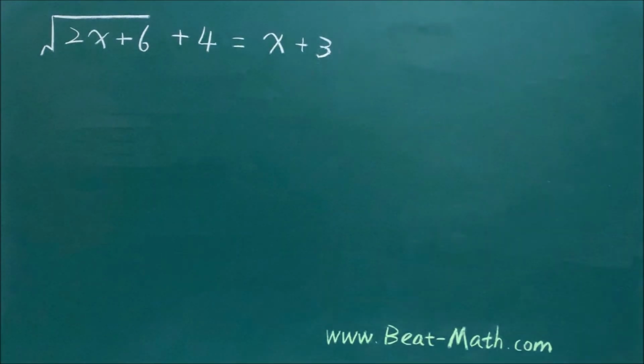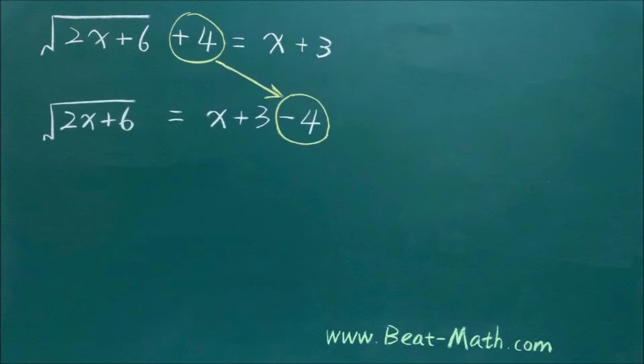A simple way to do it is to isolate the square root on one side and square both sides. Okay, let's do it together. Move 4 to the right side and change its sign, and get -4. If you're not familiar with this transposition trick, check out the link in the description. I put all the information you may need there. Okay, on the right side, 3 minus 4 equals -1. We get the square root of 2x plus 6 equals x minus 1.